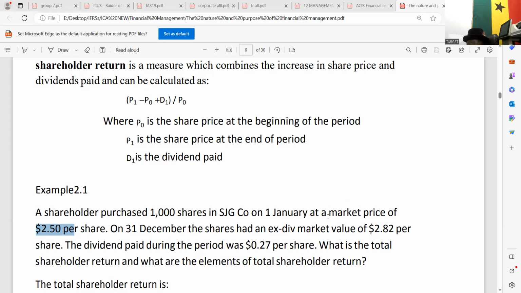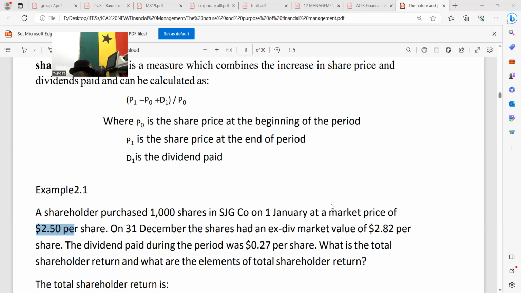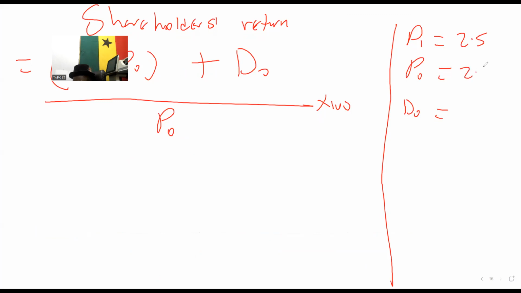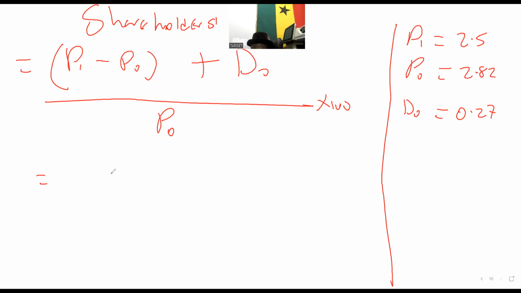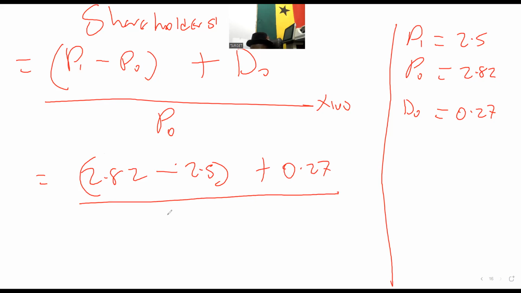So 2.5, 2.82. And the dividend is 0.27. So let's plug them in quickly. So now it's equal to 2.82 minus 2.5 plus 0.27, all divided by 2.5, times 100. This is what you get. You can do the breakdown for me.